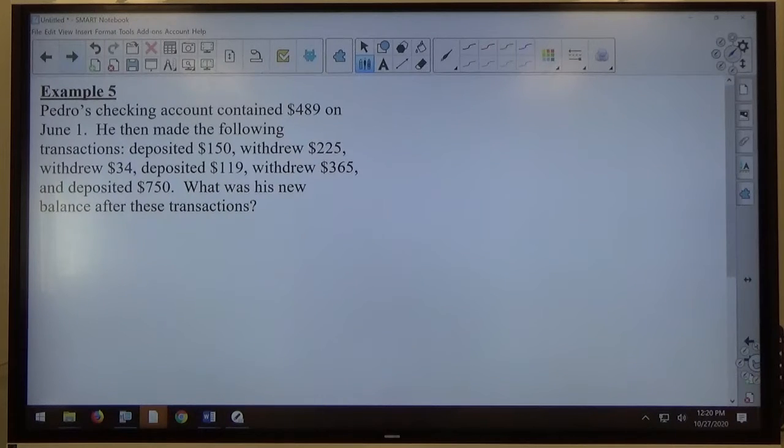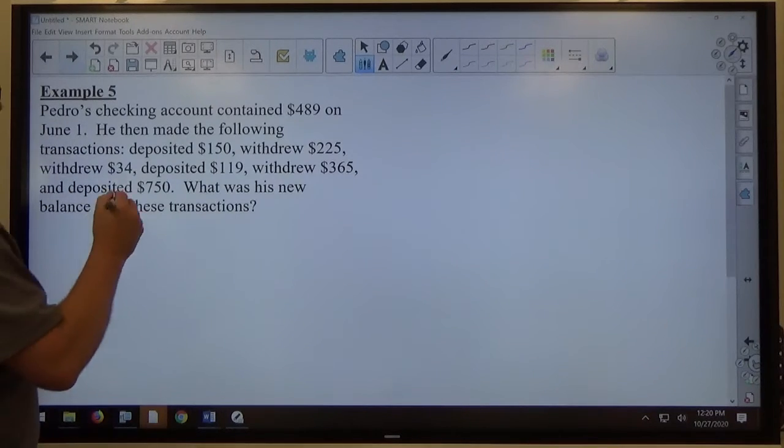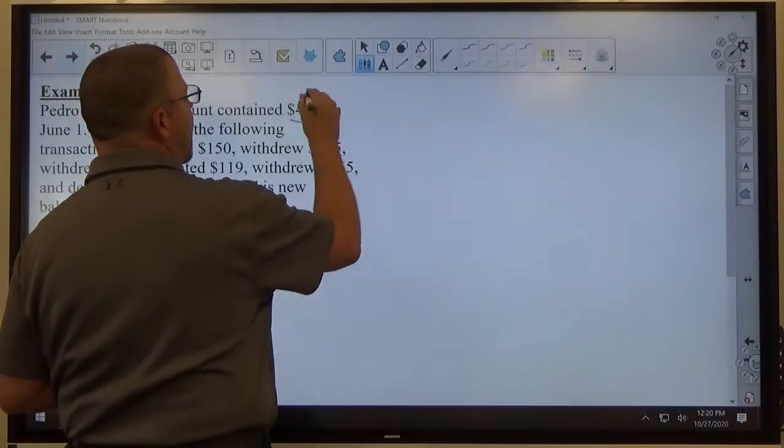Okay, so this is allowing us to see where signed numbers actually fall into place in the real world. When you're dealing with a checking account, depositing money makes your checking account get bigger. That's a positive transaction. A withdrawal takes money out of your account. That's a negative transaction. So if we're looking at what's happening here, Pedro has $489 to begin with.